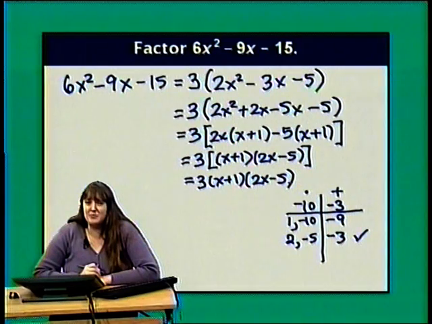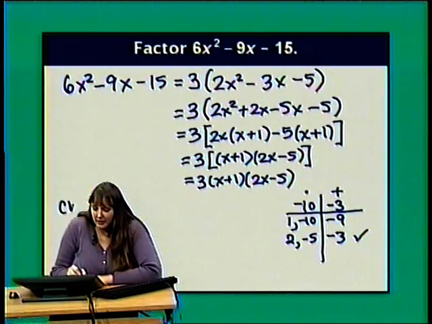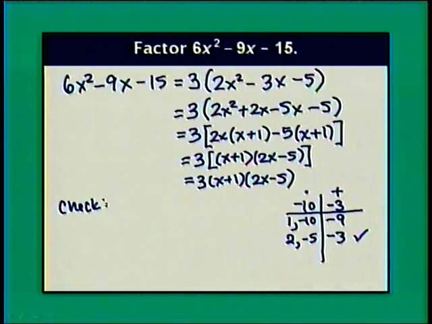There are a lot of steps in this problem. I actually want to do a detailed check that I write out. I don't think I want to do this one in my head. So let's check here by first multiplying the binomials together, the x plus 1 and the 2x minus 5. So I can't forget that factor of 3.